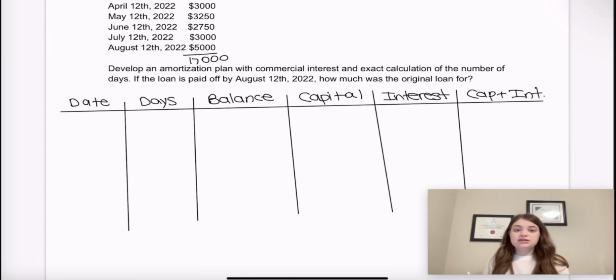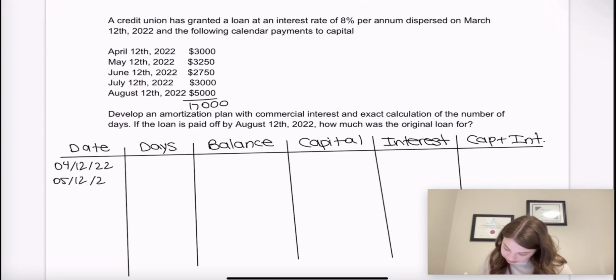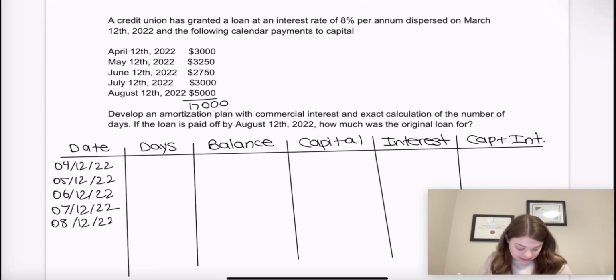All right, so the first date that we're going to put on here is going to be the day of the first payment. So the day of the first payment was April 12th of 2022. So that's going to be 04/12/22. Then we have May 12th, so 5th month, 12th, 2022. Then 6th month, 12, 2022. Then 7th month, 12, 22. Then 8th month, which is August, and that is the last day as well. That's the day when everything gets all paid off.